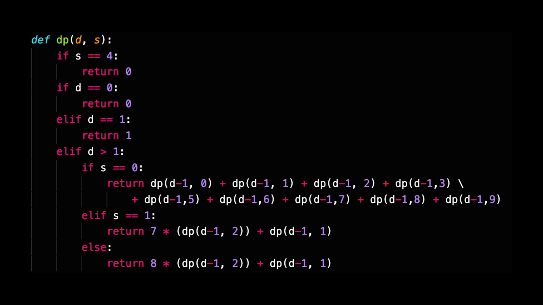Here is the dp function in Python. When s equals 4 or d equals 0, we return 0. When d equals 1, we return 1. When d is greater than 1, we need to check s. We break it down into subproblems. When s equals 1, we have 7 cases rather than 8, because anything that starts with 13 is not counted.